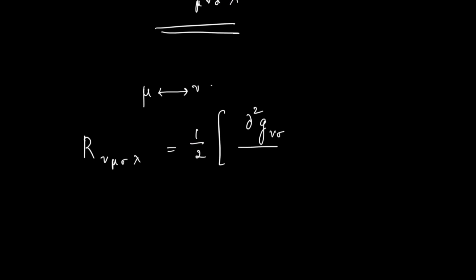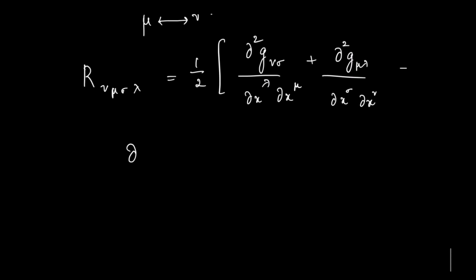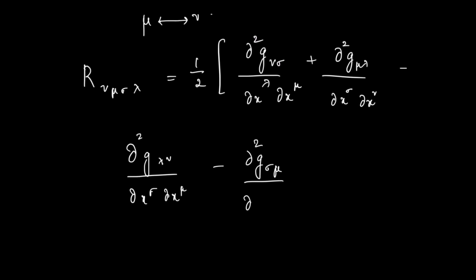So g nu sigma x lambda plus g mu lambda with respect to x sigma and x nu minus g square lambda mu, sorry, partial derivative of g lambda nu with respect to x sigma x mu, then sigma mu with respect to x lambda x nu plus g rho alpha, Christoffel symbol alpha nu lambda.